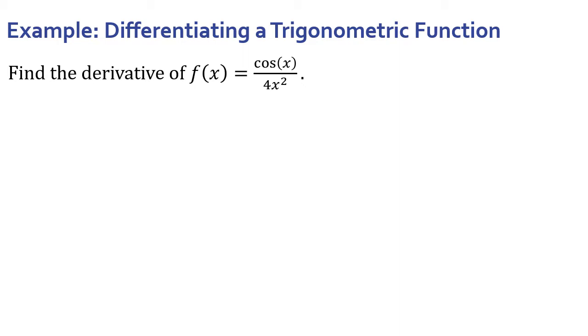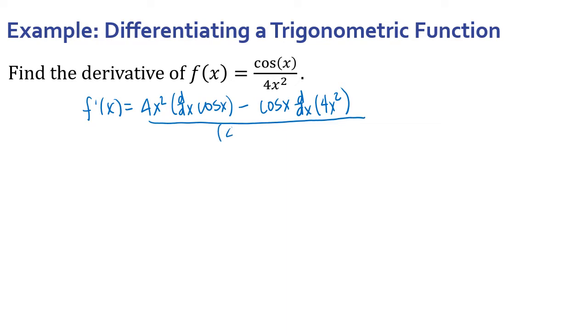Find the derivative of f of x equals the cosine of x divided by 4x squared. So in this situation, we're going to have to end up using the quotient rule. So f prime of x equals the denominator, which is 4x squared, times the derivative of the numerator, the derivative of cosine of x, minus the numerator, cosine of x, times the derivative of the denominator, which is 4x squared, and then that's all over the quantity 4x squared squared.